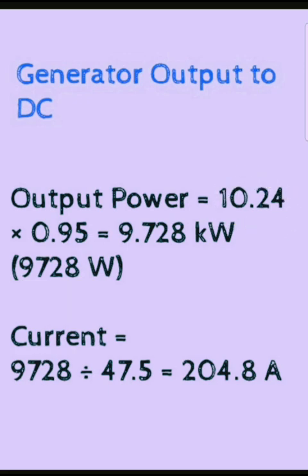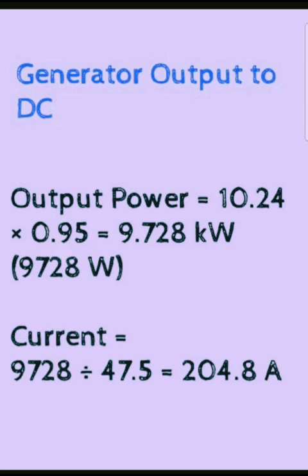So for us to ensure that, we need to convert this to DC, because what the rectifier is using is DC, hence we will use the rectifier efficiency. The rectifier is going to take an input of AC and output DC. So it will take an input AC of 10.24 kilowatts and output a DC power of 9,728 watts. So this 9,728 watts is what the rectifier will output after taking this 10.24.